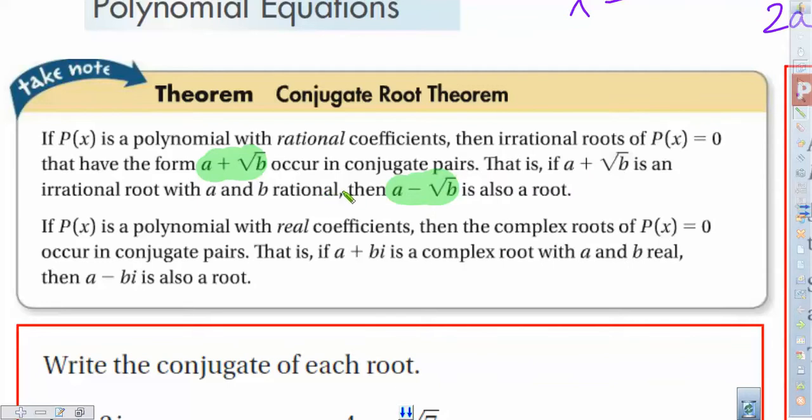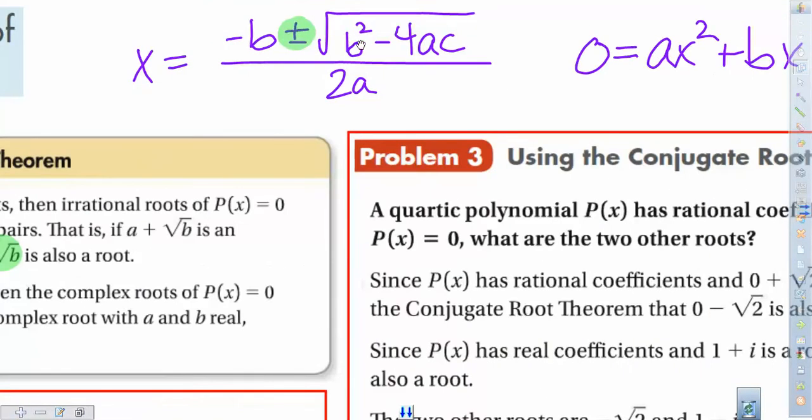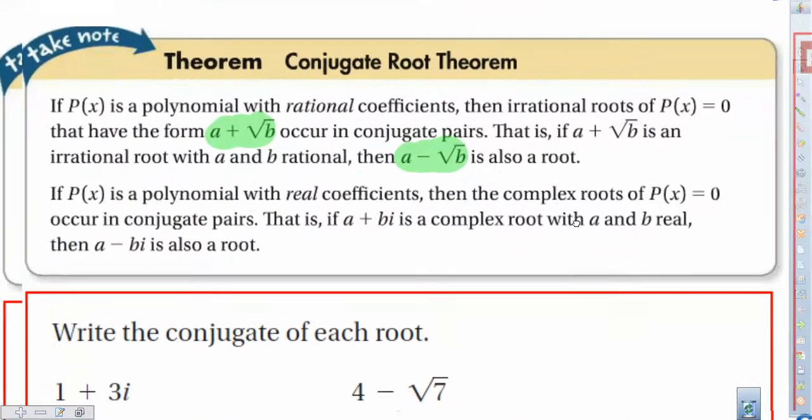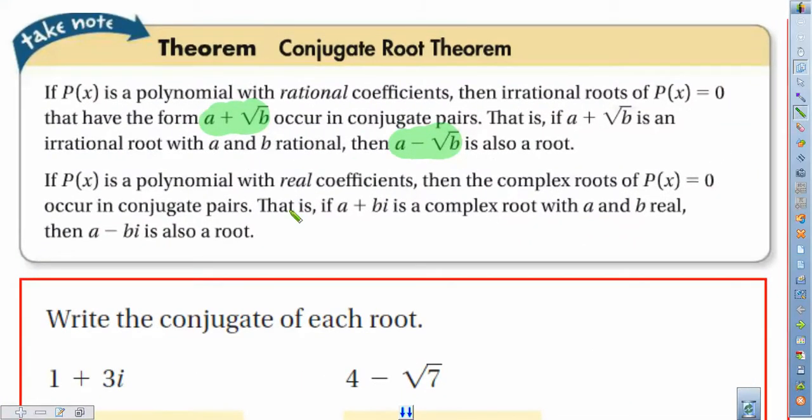The same is true if, for some reason, that number underneath the square root, that b squared minus 4ac, is a negative number. Well, you still can't have one without the other. The only difference is that now you're going to get i, an imaginary unit, here. So they're saying the same thing. If a plus bi is a root, then a minus bi must also be a root. So let's just practice that, okay?